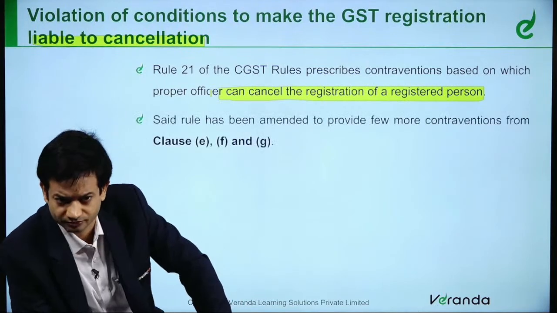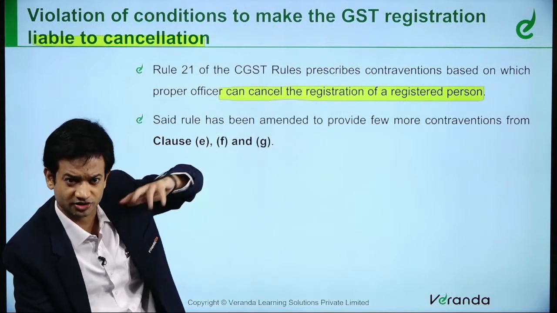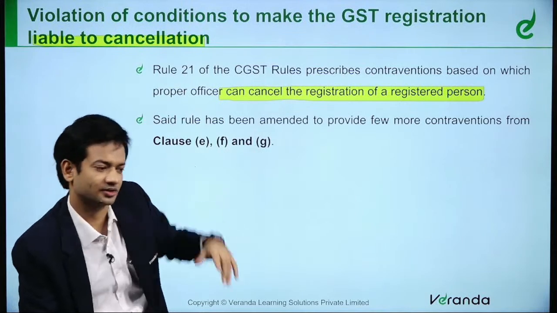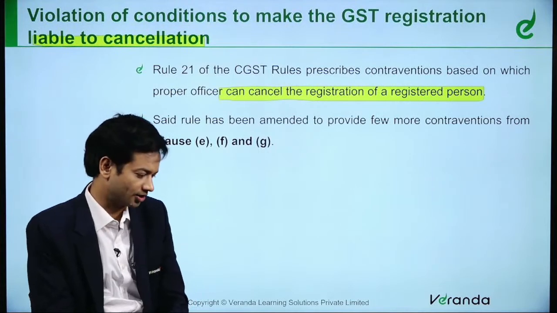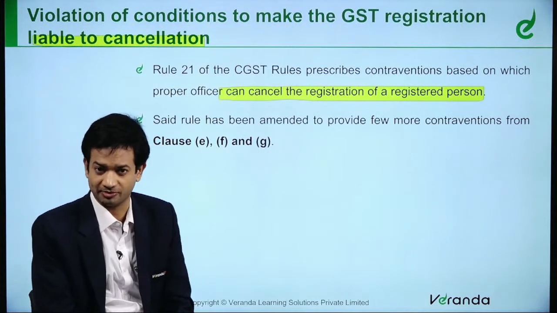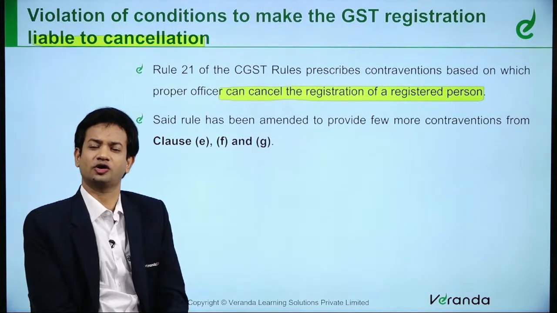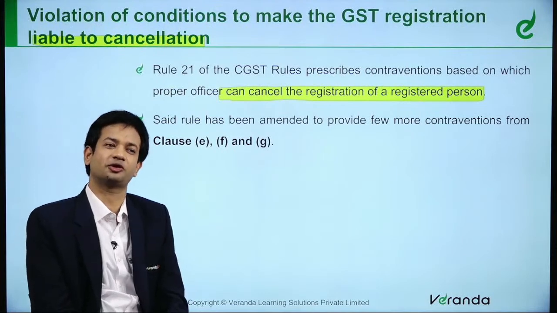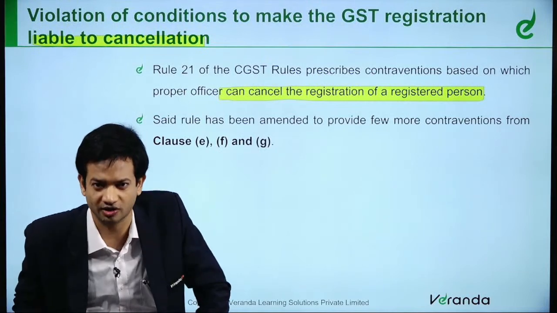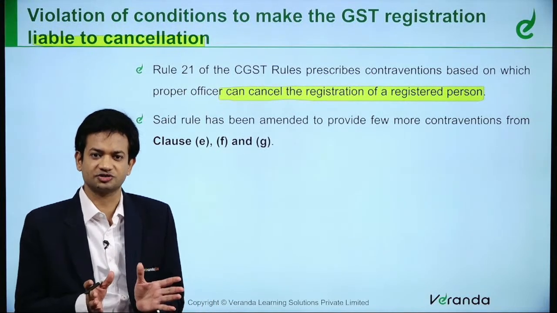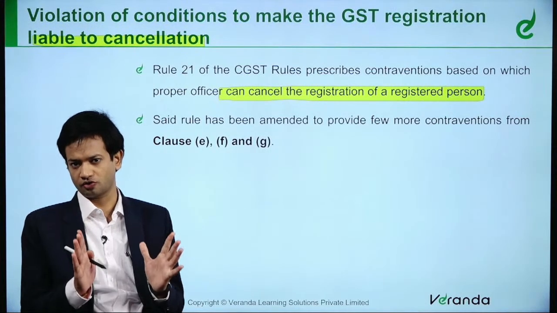In Rule 21, there are basically only 8 clauses for registration cancellation. Let's say you don't file your returns for 6 tax periods for monthly returns, or those who don't file returns for 3 consecutive quarters. If you take a voluntary registration and you do not start your business within a period of 6 months, so there are various reasons for which registration can be cancelled. The last clause is for various contraventions. Those contraventions have now been extended. They've inserted 3 more clauses, E, F and G. So those clauses alone we are going to see now.